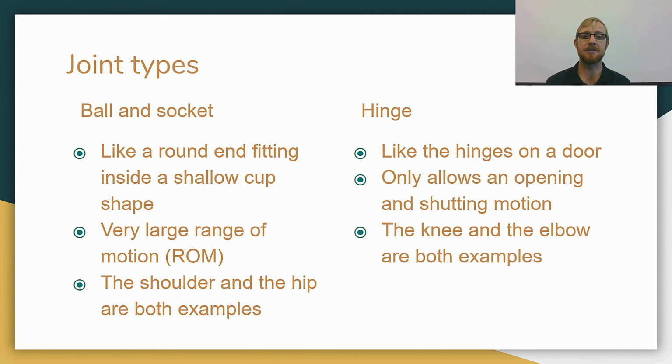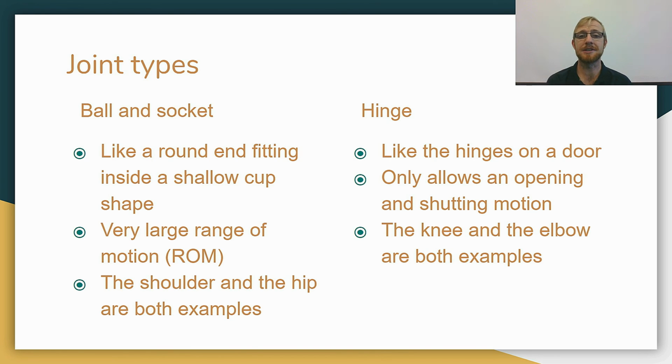There are two joint types you need to know about. One is the ball and socket joint. This is like a round ball-like end fitting into a cup or socket-like structure at the other side. So one bone has the curved part, the spherical ball, and the other is the cup. This allows for a very large range of motion. As you can see with a ball and a cup, this can move in all sorts of directions. So it allows for a lot of range of motion. The shoulder and the hip are both examples of this. If you imagine your shoulder, the humerus has a ball on the end which sits in a cup and can move around in quite a lot of planes of motion.